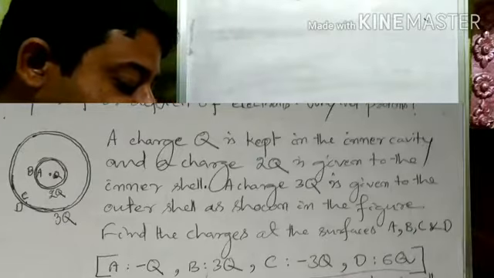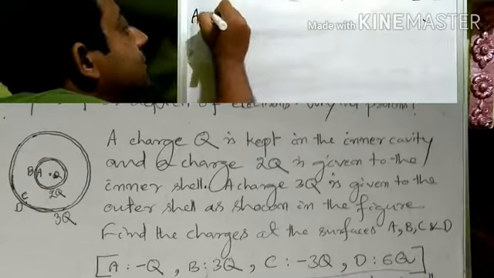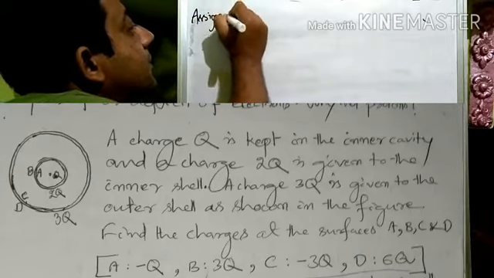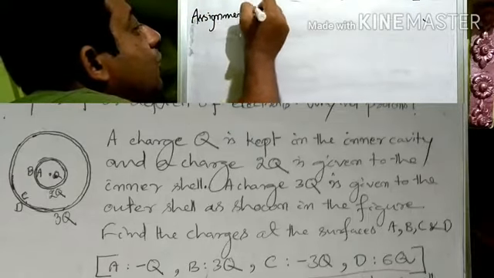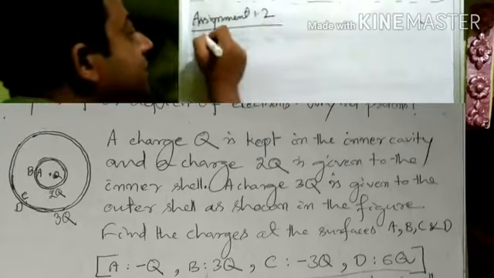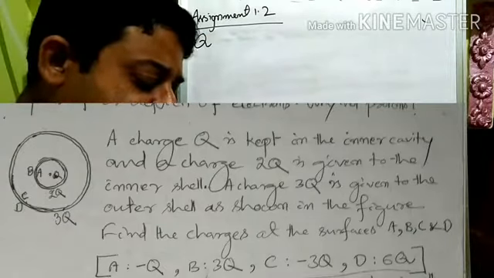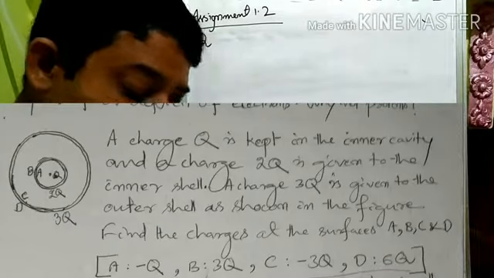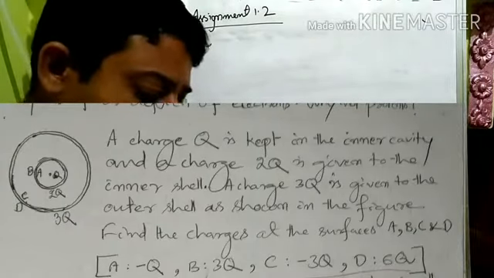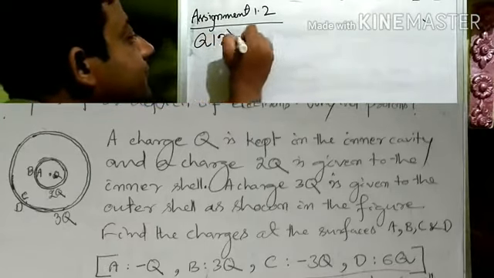Okay, so I am taking up the question of assignment 1.2, question number 11. See, question number 11 is a theoretical question. You can take it up yourself and search on Google, and you'll get a ready-made answer. I'll be taking question number 12.